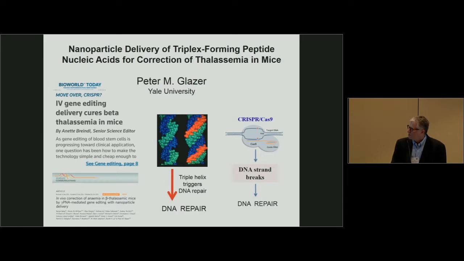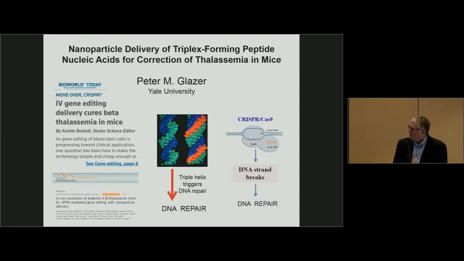The first one is, this is just taken from BioWorld Today, which had a little article after we published some of this recently in the fall. The key point here is that I'm going to tell you about the work we've been doing to achieve gene editing by IV administration. So what we're working to do is develop a strategy for in vivo gene editing, and I'll show you some of the data in a mouse model of thalassemia where we've been able to achieve some evidence of that.